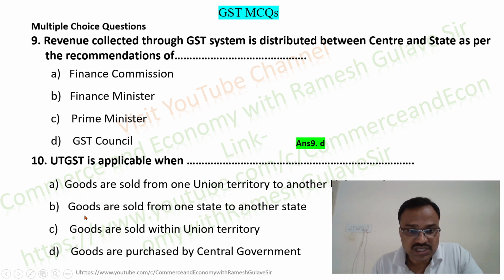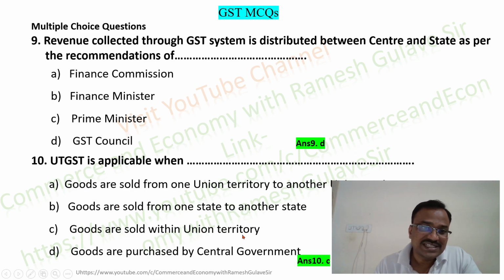The next option says, goods are sold from one state to another state. Again, when goods are sold from one state to another state, there is IGST. Okay, the next option says goods are sold within a union territory. So right, friends, UTGST means Union Territory GST. So here option C is the right answer. When goods are sold within a union territory, UTGST is applicable. So here option C is the right answer.